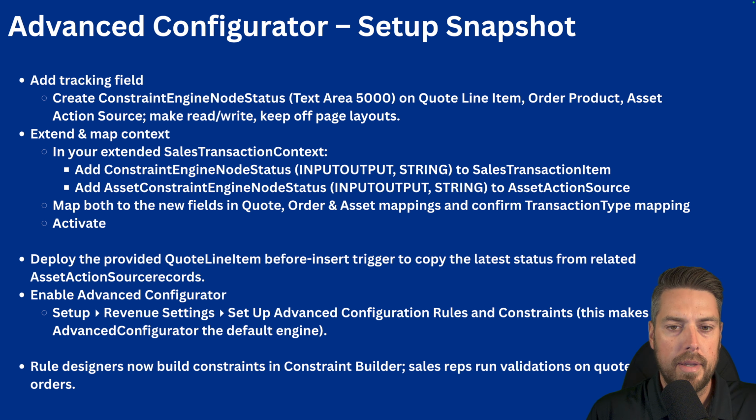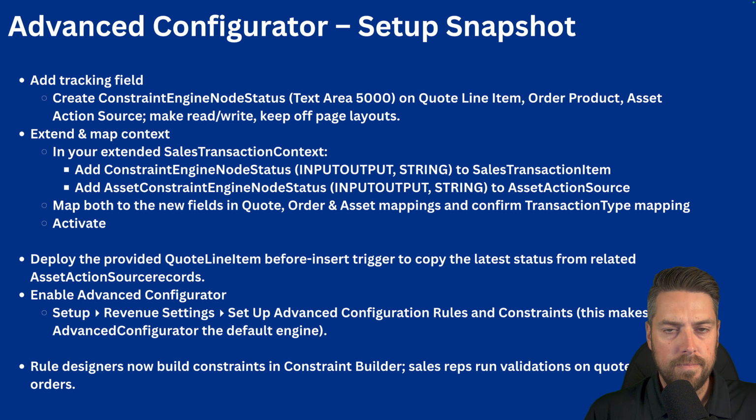And then we're going to map it against the quote, the order, and the asset mappings and confirm that the transaction type mapping is set also in our extended transaction context. And finally, we're going to make sure that that extended version is activated. There is also a quote line item trigger that you need to deploy against the quote line item. So we're going to set that up. The code is available in Salesforce, but I'll also put it on the blog that's going to come along with this video. So if you're looking for that, go to cloudupdate.co, and you're going to be able to find all the details there. And finally, we're going to enable the Advanced Configurator.